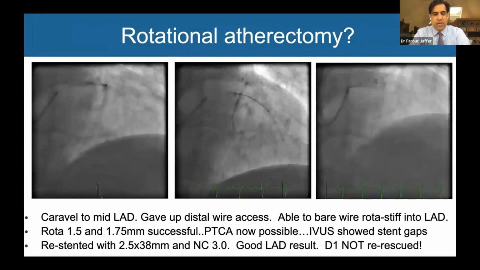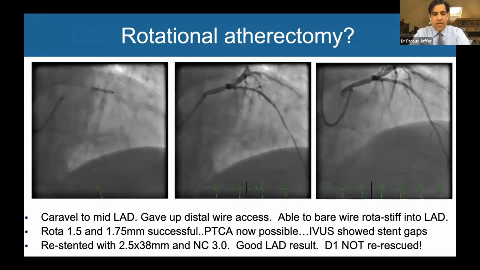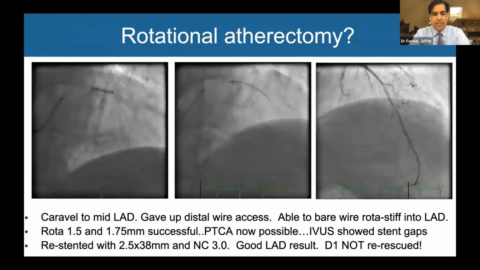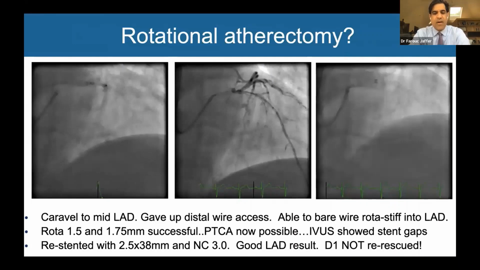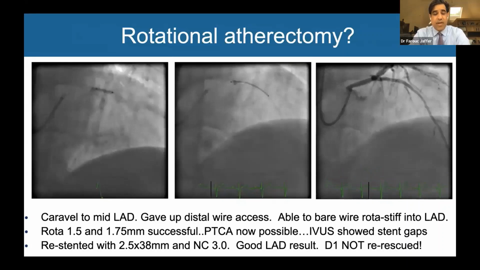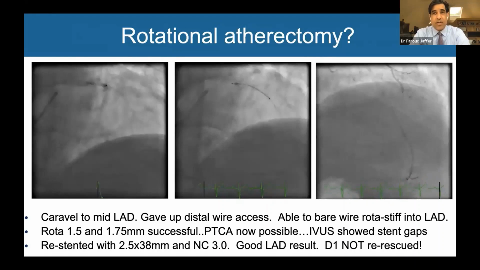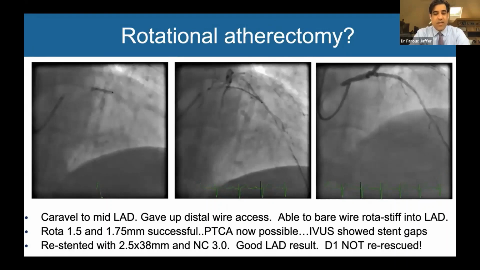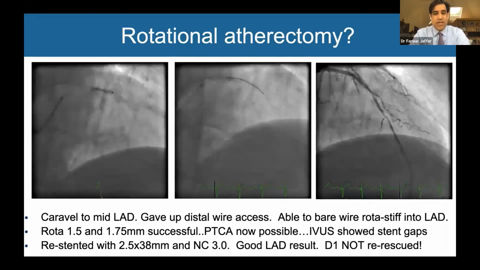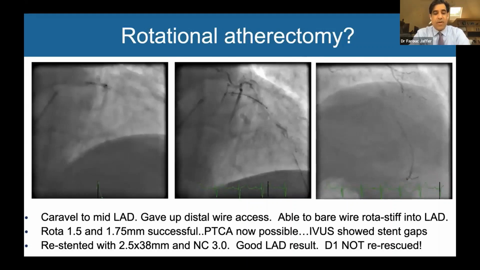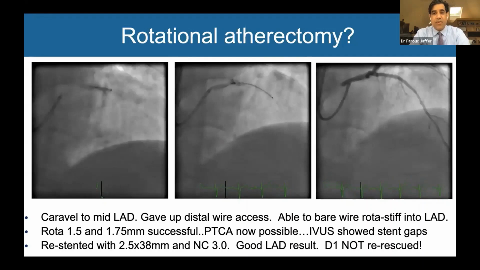This was successful using sequential 1.5 and 1.75 millimeter burrs. We were glad we were 7 French in this situation. We were able to then do angioplasty. We re-IVISed and we clearly showed this deformation, both compression and stretching across the stent. This is ultimately re-stented with a 2538 and NC 3.0 balloon.